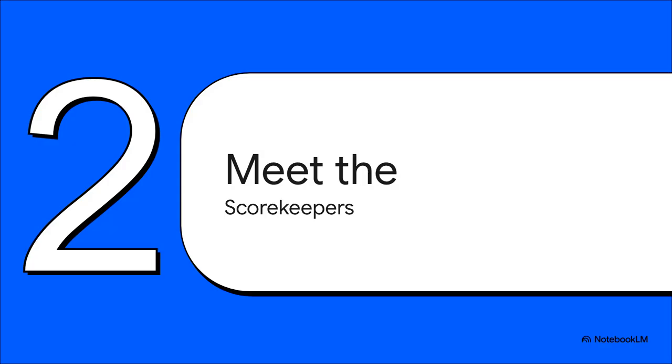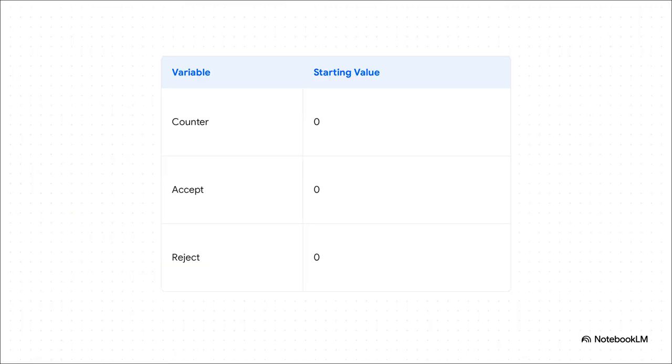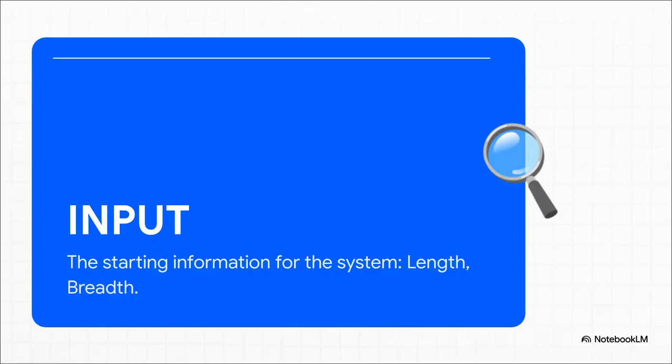All right, first up in our little drama, we need to meet the cast of characters. Or, in this case, let's call them the scorekeepers. Every process needs a way to track what's happening, and that's their job. So here they are. We've got our three key players. Counter is just the total tally. It tracks every single item we look at. Then you've got accept and reject. Pretty straightforward, right? They're the two possible outcomes. And notice, they all start at 0. A totally clean slate.